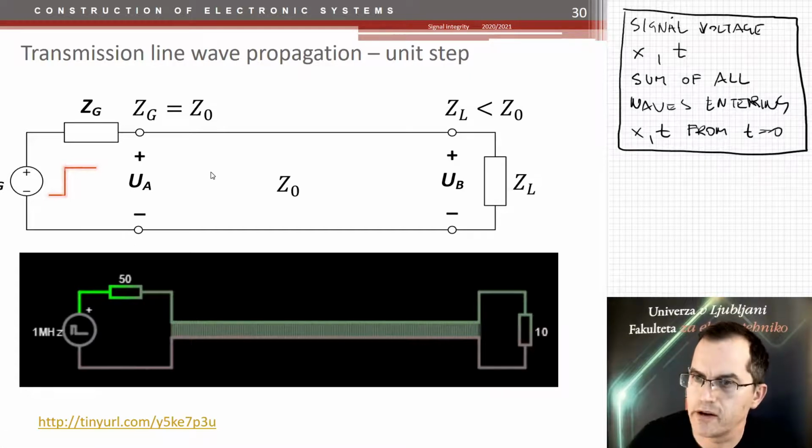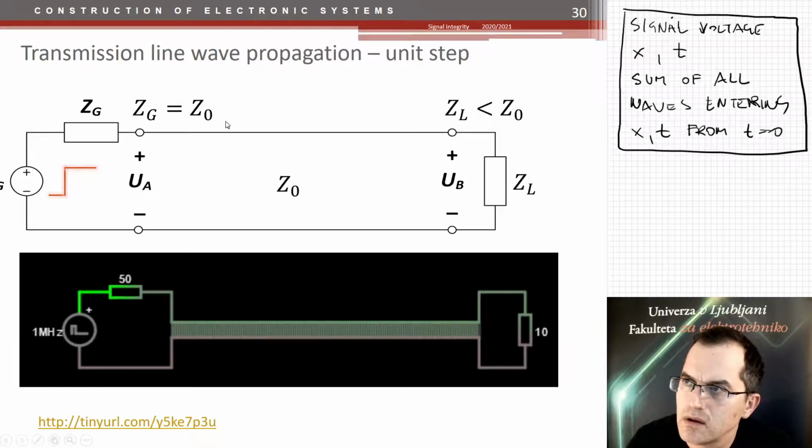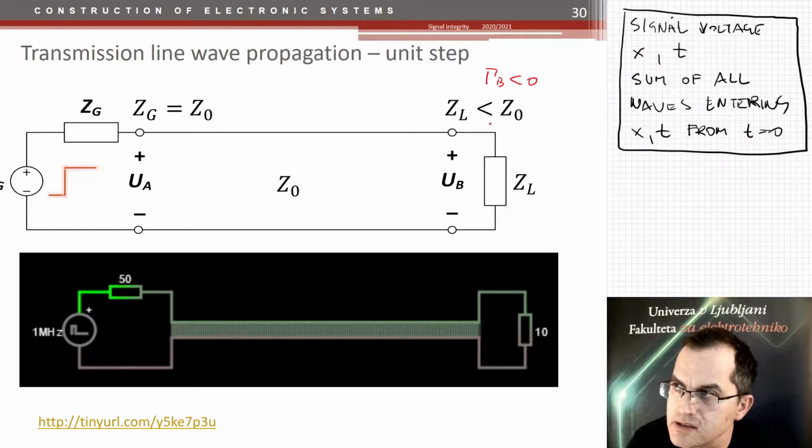Okay, what do we have here? We have a unit step source here. We have the generator impedance matched, which is equal to the characteristic impedance of the line. Then we have the load impedance, which is less than characteristic impedance. So our gamma B is less than 0.